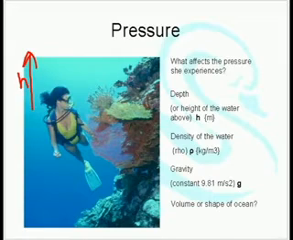Another thing which affects the pressure that this girl feels is the density of the water, density rho. Because if she's under 10 meters of water, she'll be feeling a certain amount of pressure. If she's under 10 meters of mercury, which is much denser, well, she'll be squashed flat. So rho also affects the pressure.